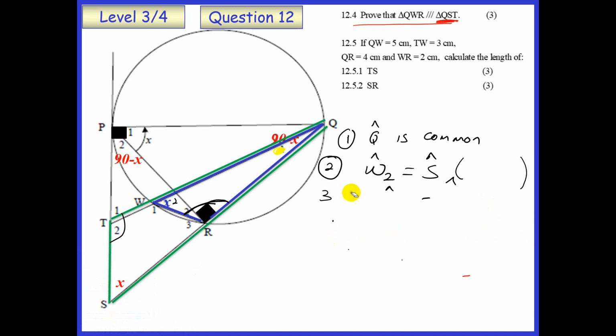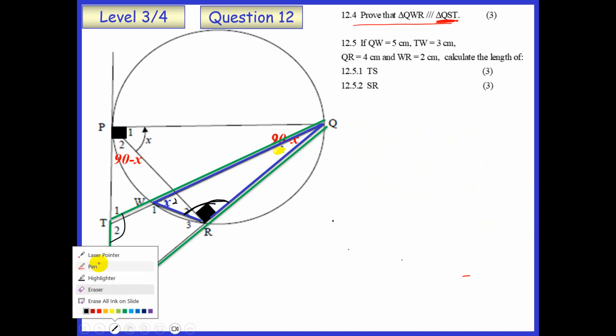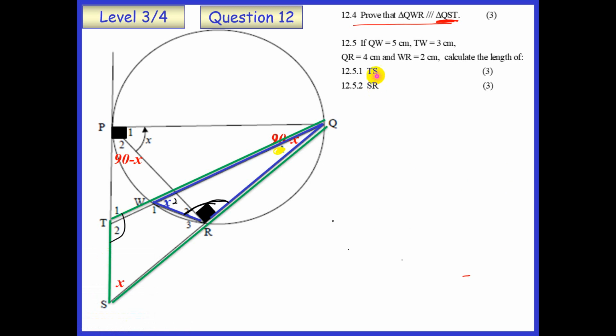So we have space for the next question, which seems to be dealing with ratios and looking at the corresponding sides. So the question there is, we want to prove, they gave us QW to be 5, TW to be 3, QR to be 4, and WR to be 2. And they want us to find the length of TS.